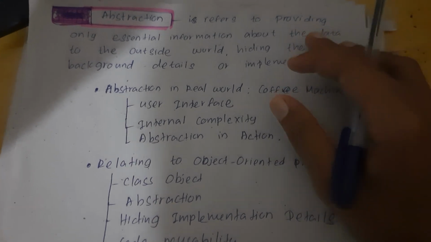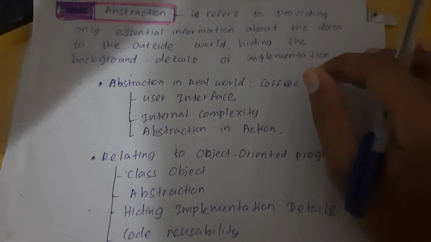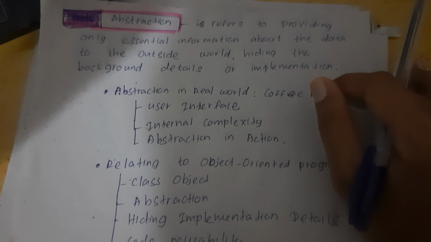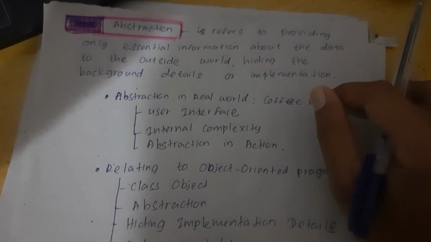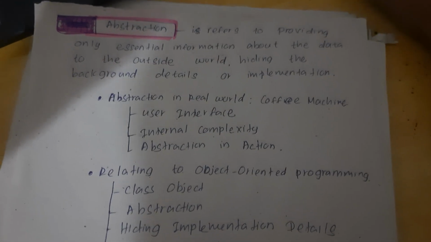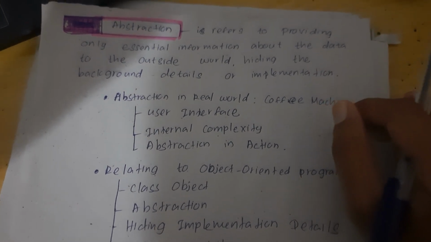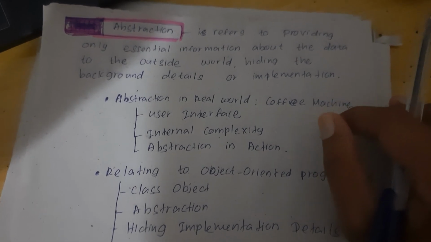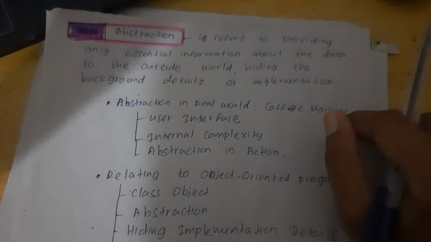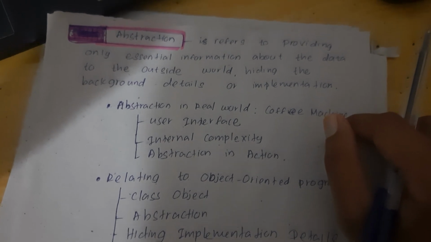In the previous video, I told you about encapsulation. Encapsulation focuses on binding data and methods together within a single unit and controlling access to them. But abstraction focuses on hiding the implementation detail of an object. It hides the implementation detail of an object and exposes only the essential functionality.